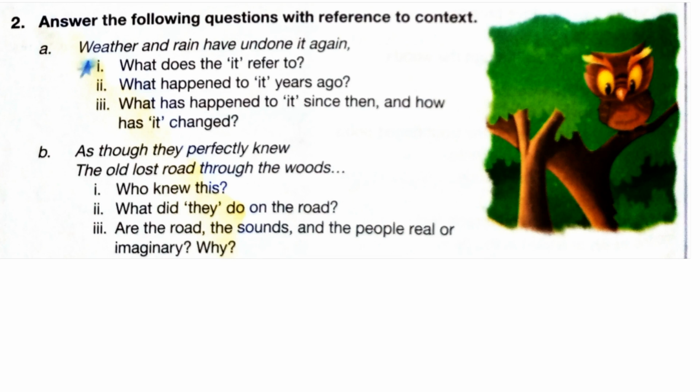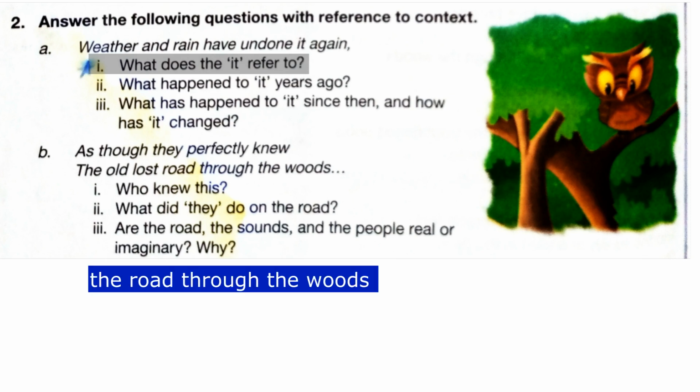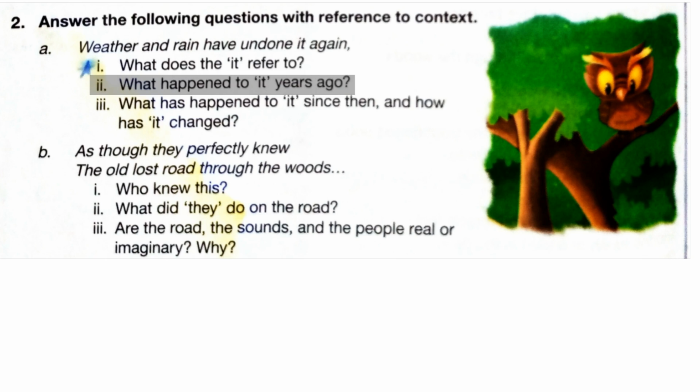Question number 2 is: answer the following questions with reference to context. A. Weather and rain have undone it again. First is: what does the it refer to? Answer is: the road through the woods. Second is: what happened to it years ago? Answer is: they shut it.